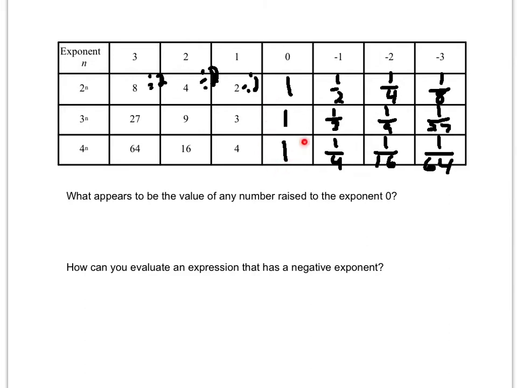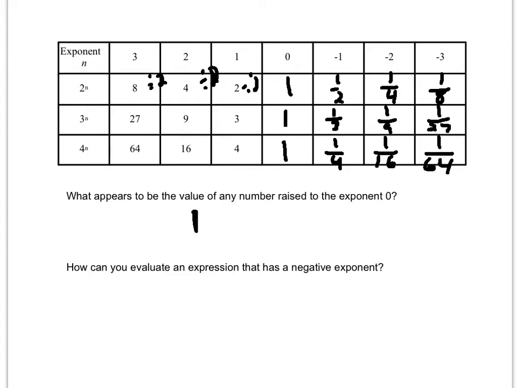Look at these columns right here first of all. 2 to the 0 power is 1. 3 to the 0 power is 1. 4 to the 0 power is 1. So anything raised to the 0 power is 1. And it says, how can you evaluate an expression with a negative exponent?